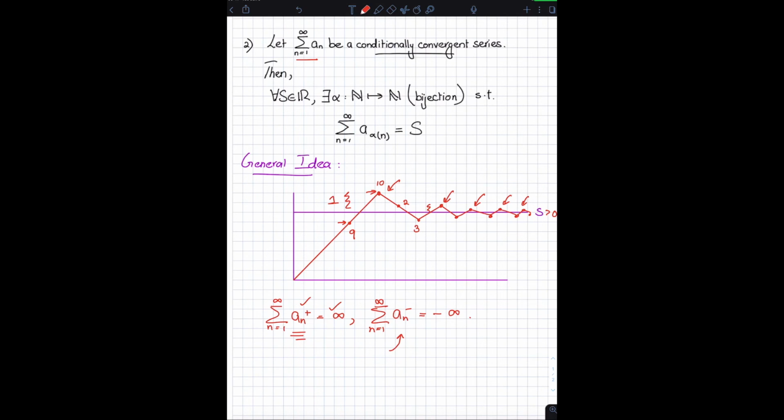Now over here I'm exceeding s by, let's say, 1/4. Over here I'm exceeding s by only 1/10, and so on. So after each step, I'm getting closer and closer to s. So that is the general idea. Using this general idea, see if you can write a proof for this theorem, and see if that matches up with the method that I'm going to show you.